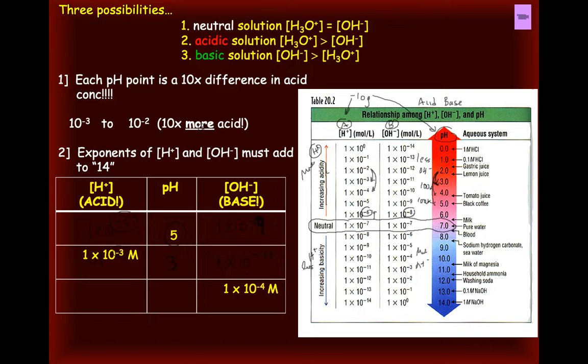All right. Now, if you had a base that was 1 times 10 to the minus 4, then of course your acid would be 1 times 10 to the minus 10. And remember, the pH always goes with the H, so then I would have a 10 as my pH. Right? So we could see it in that way. So that really helps us to see it.